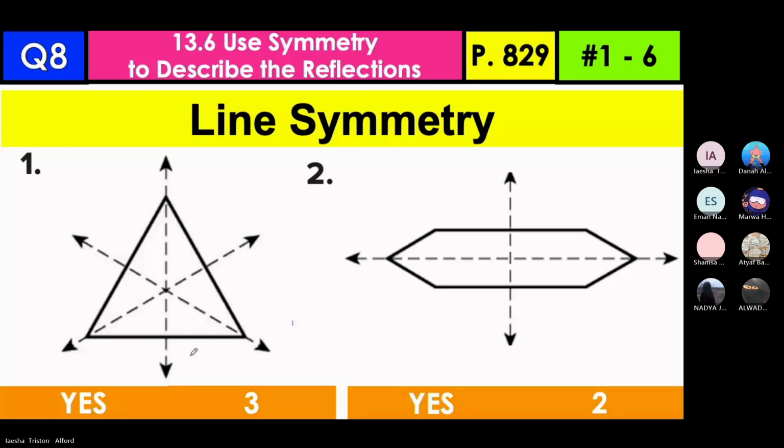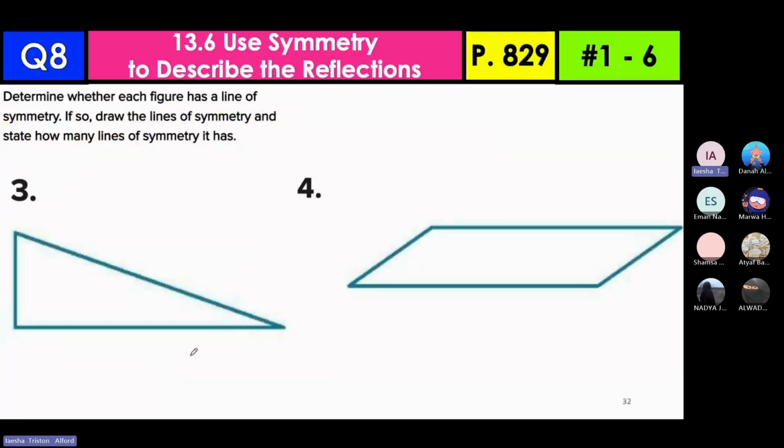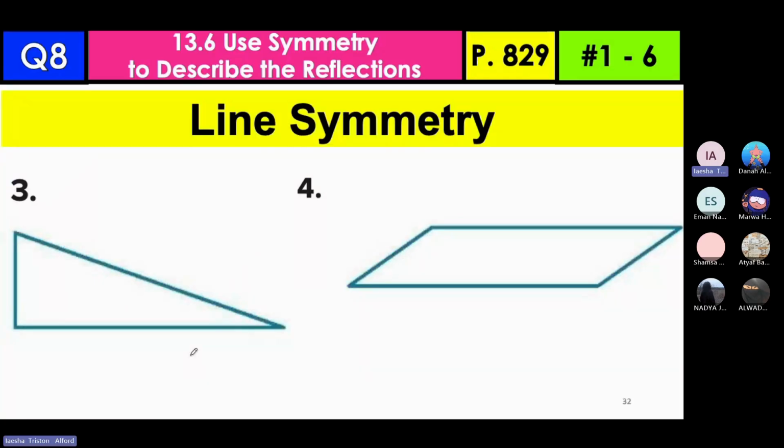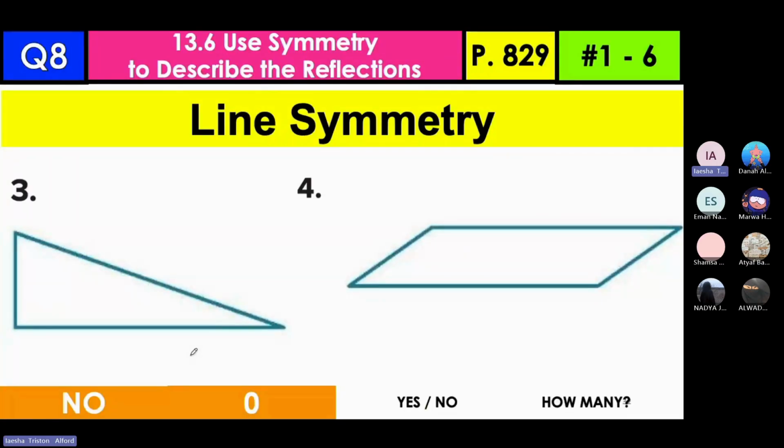For number 3, we want to see about the line symmetry. Does number 3 have line symmetry? No, it's not going to work. Number 4, does it have line symmetry? Yes.